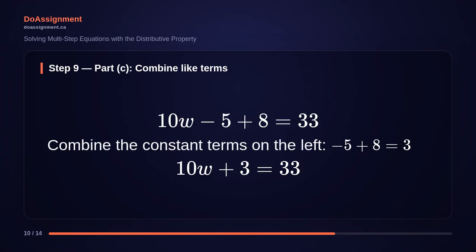Now combine the constant terms on the left. Negative 5 plus 8 equals positive 3. The equation simplifies to 10w plus 3 equals 33.